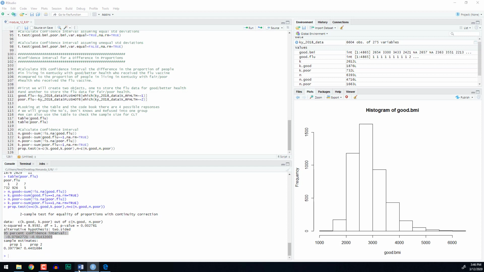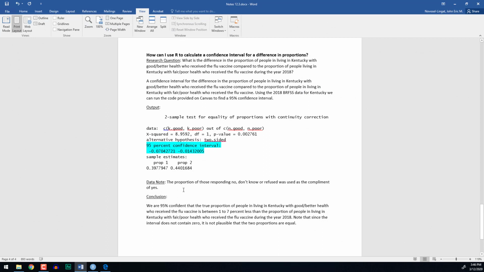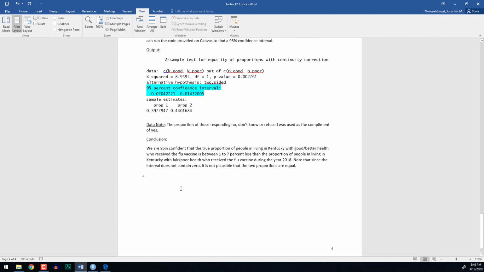And let's go back to our notes. So again, our data note, we want to make sure we know that the proportion of those responding no, don't know, or refused was used as the complement to yes. And then in our conclusion, we want to say we are 95% confident that the true proportion of people living in Kentucky with good, better health who received the flu vaccine is between 1 to 7% less than the proportion of people living in Kentucky with fair, poor health who received the flu vaccine during the year 2018. And notice the less than, again, it comes from the fact that both of these were negative.